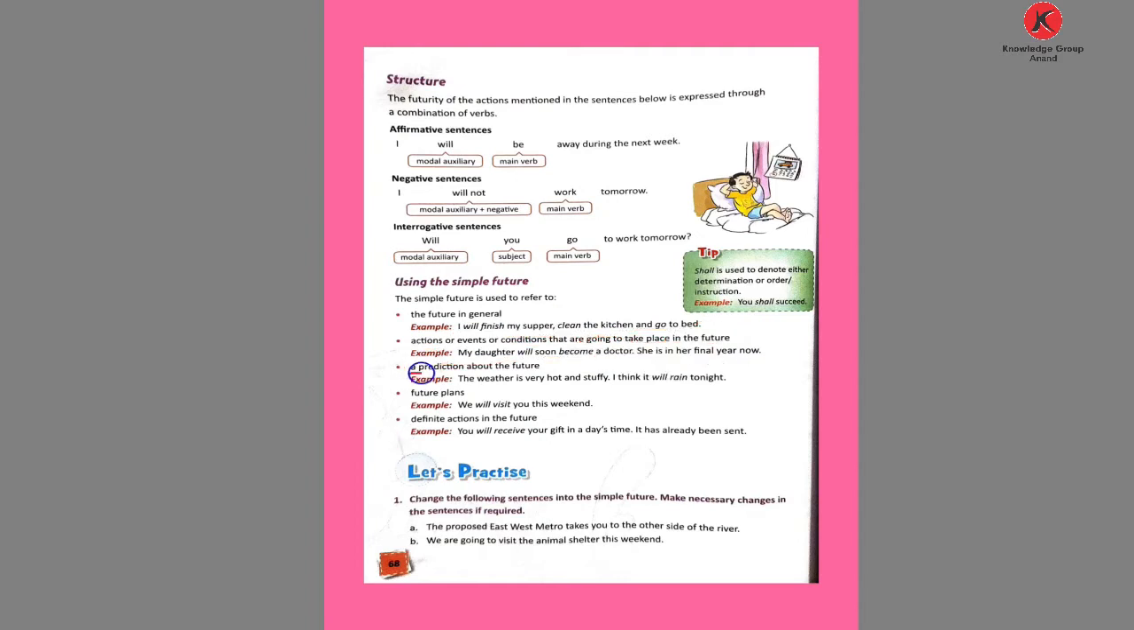We can make a prediction about the future. The weather is very hot and stuffy today. I think it will rain tonight. In the morning or afternoon, the weather is hot and stuffy. But at night, talking about the future, it will rain tonight. Possibility, prediction. You can predict also.